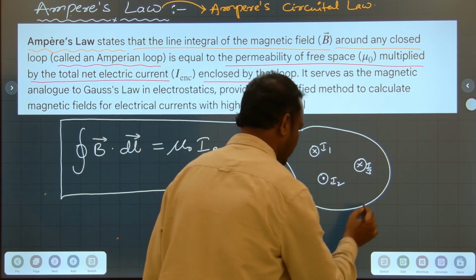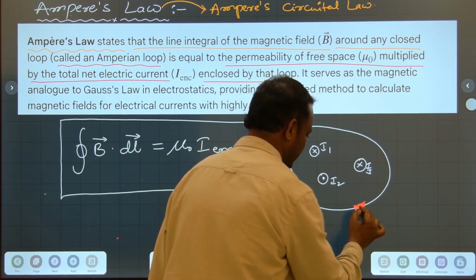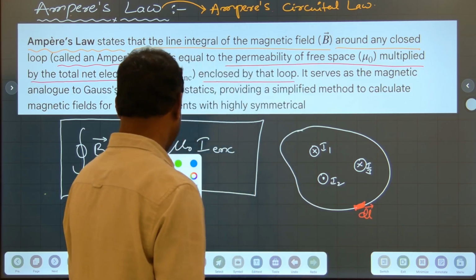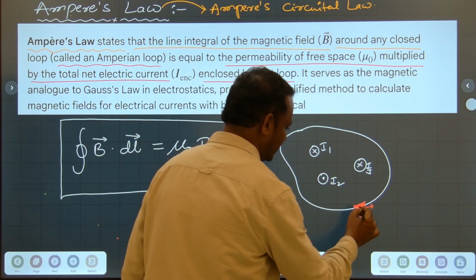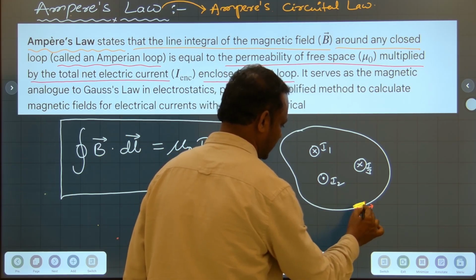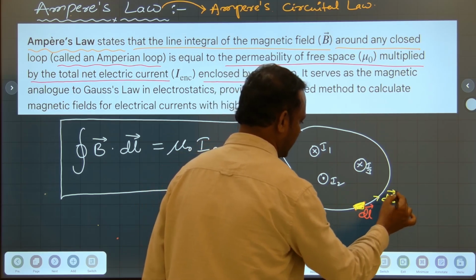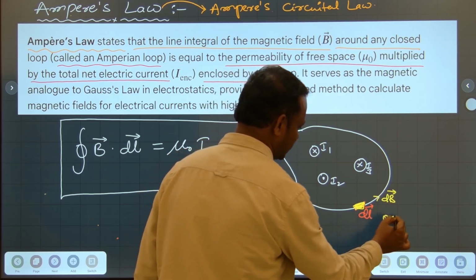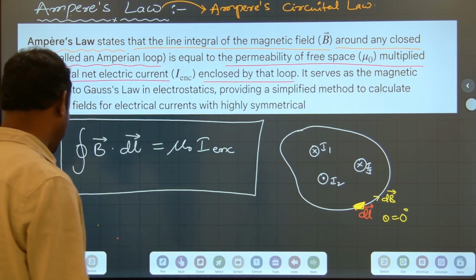And what is the length element? This is the dl bar, the length element taken here. And next is the direction of the magnetic field, B. The angle between these two is theta, which we can say is 0 degrees. That is what I am trying to say here.